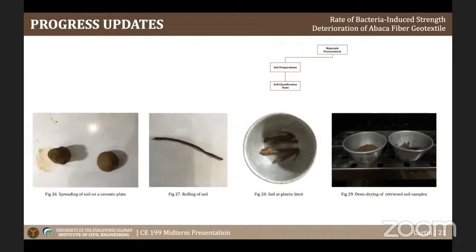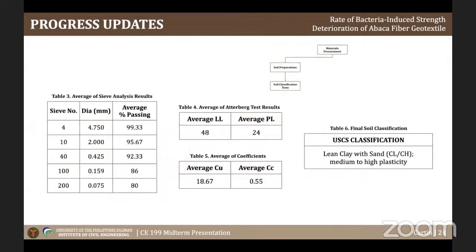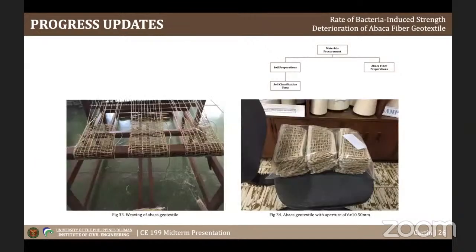The results obtained after the sieve analysis and Atterberg limits test are as follows. Averaging the values from all trials, it can be observed that the soil is lean clay with sand and has medium to high plasticity. On the other hand, the weaving of the abaca fibers was done with the assistance of the Philippine Textile Research Institute or PTRI. Each geotextile has a dimension of 4 by 8 inches and apertures of 6 by 10.5 millimeters.